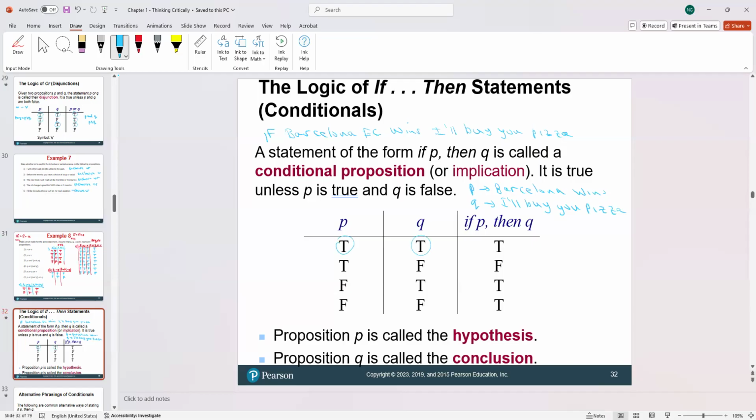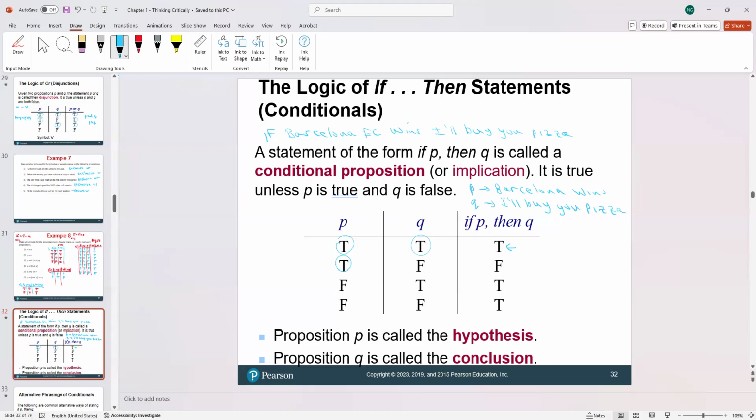Then we can say, oh, you know what? If I say that, then I respect my words. Barcelona wins, I buy you pizza, then I don't lie. So that's a condition, right? So we have a logic statement, if then. Okay, so that means I don't lie. It's true. Both of them true, then it's true.